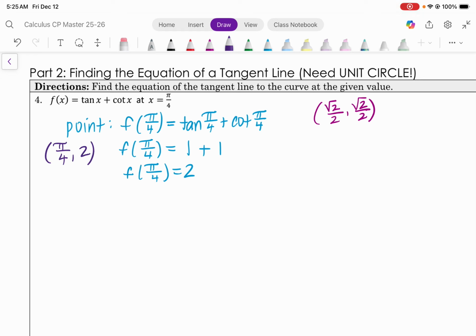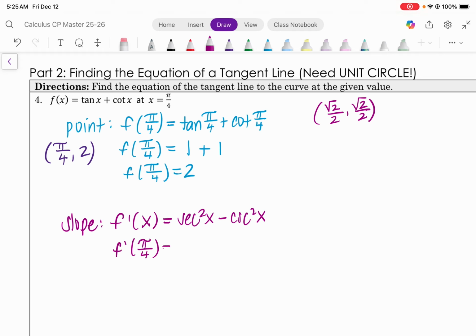But in order to write the equation of a tangent line, I also need a slope. Now to find the slope, we first need the derivative. Now the derivative of tangent is secant squared, and the derivative of cotangent is negative cosecant squared x. To get the slope, we now have to sub in our x value. So plug in pi over 4 to the derivative. Now when you see secant squared, this means the secant of pi over 4 squared. And this one means the cosecant of pi over 4 squared.